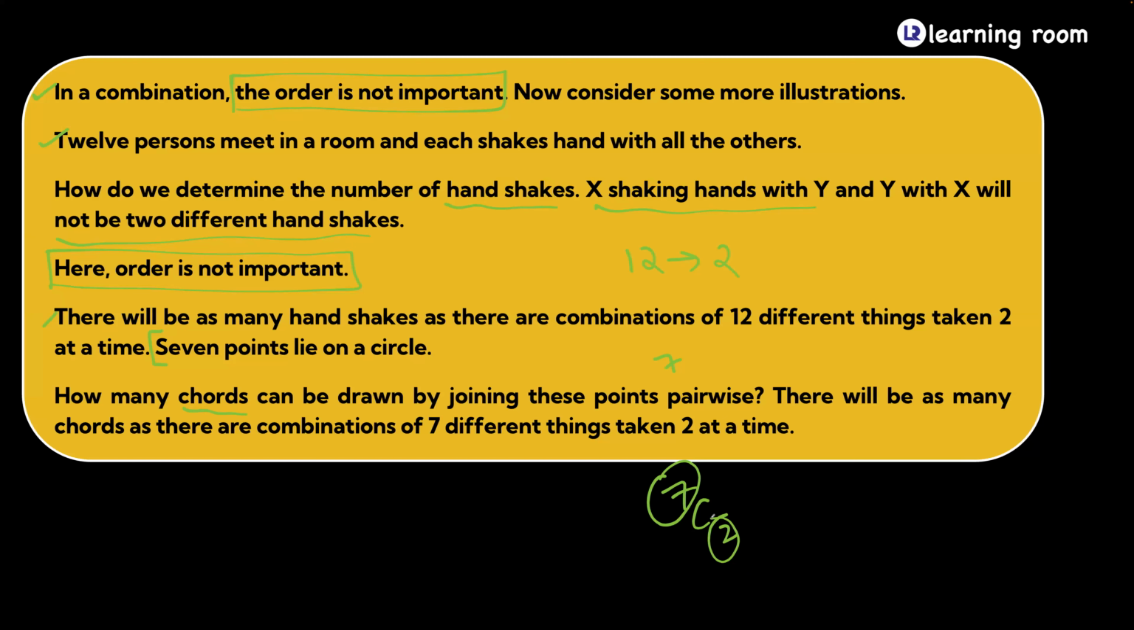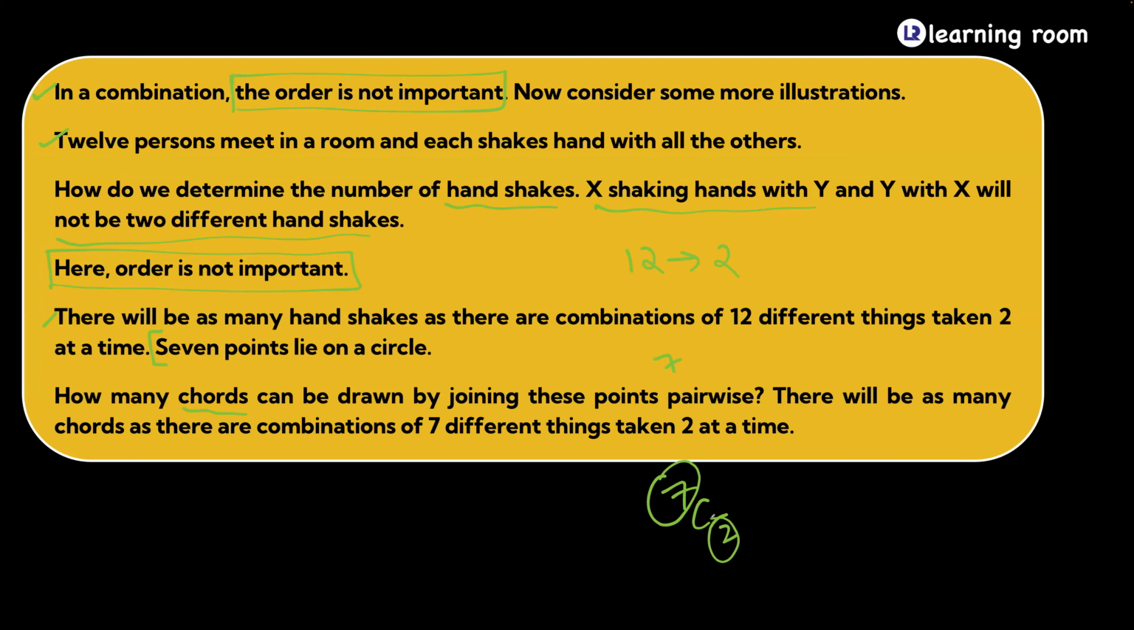That's why they didn't tell the number or mathematical expression. There will be 7C2 chords, as many as there are combinations of 7 different things taken 2 at a time.